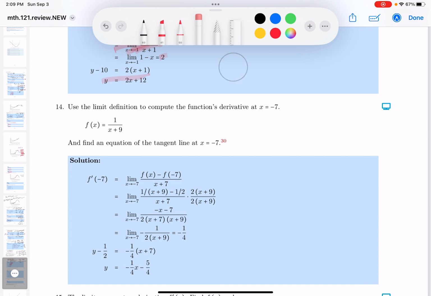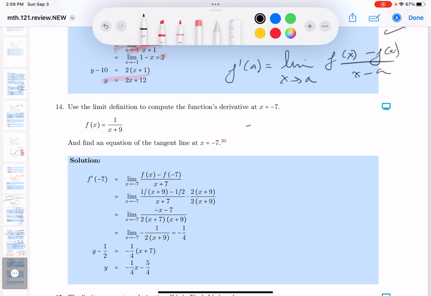And I'm going to write down f prime at a is equal to the limit as x approaches a of f of x minus f of a over x minus a. I'm going to use this one now. Let's write this down. F prime at minus 7 is going to be equal to the limit as x approaches minus 7 of f of x minus f of minus 7 over x minus a, which is minus 7, so x plus 7. Let's go to town on it, see what we get.